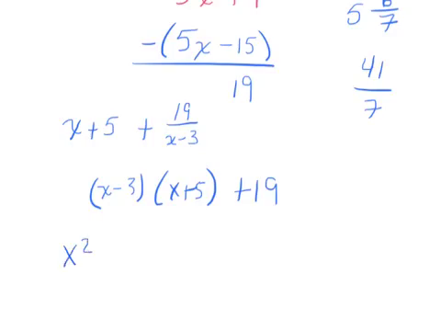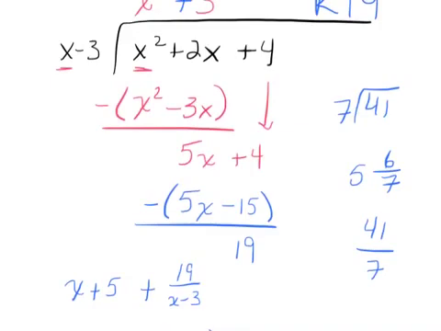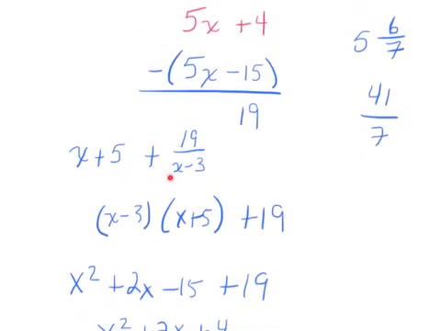This is going to become x squared plus 2x minus 15 plus 19, which becomes x squared plus 2x plus 4. So we go back and we take a look at our problem here. x squared plus 2x plus 4, well, there it is. x squared plus 2x plus 4. So the same way you would multiply these two and add the numerator to get this number here, we're going to do the same thing earlier. We take this quantity, whatever it is, times this quantity, and add this quantity to it to check that our answer is indeed correct.